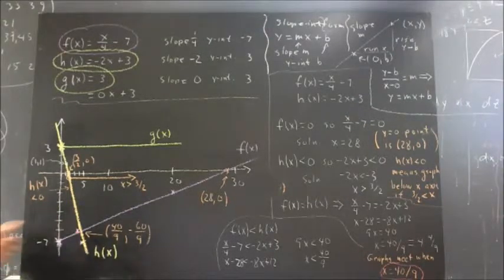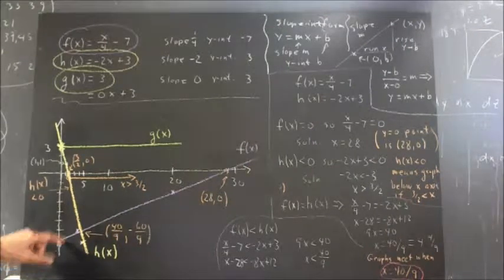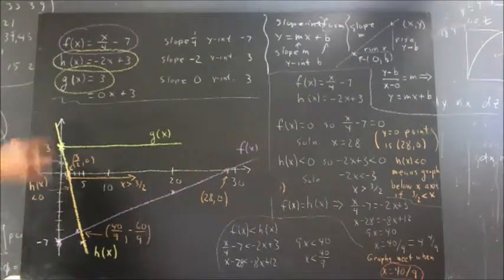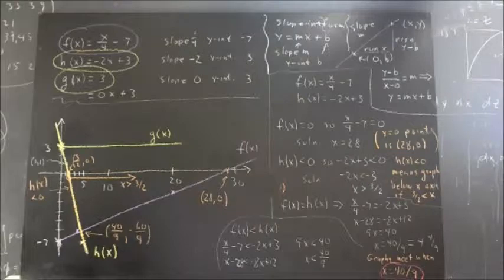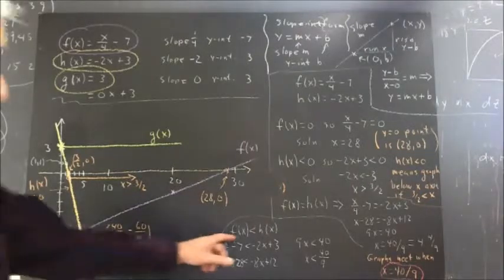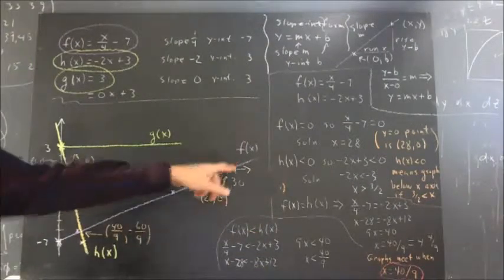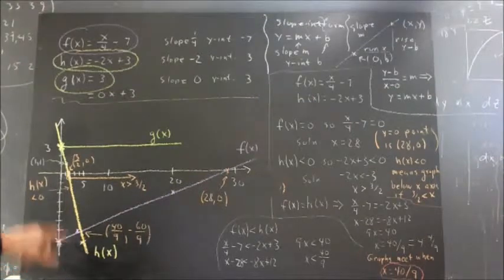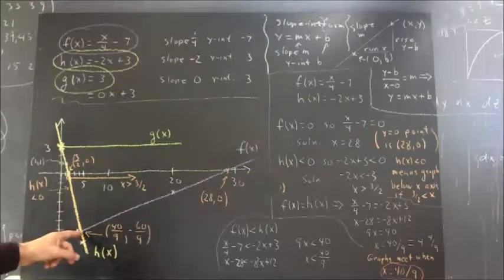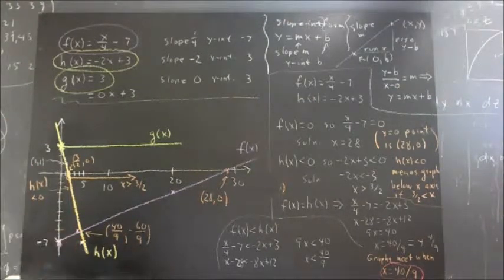From this point onward, forever to the left, the purple graph will be lower than the yellow graph, which kind of became the yellow and orange graph here, the h of x graph. So that f of x certainly is less than h of x. F of x, being the purple graph, is lower than the h of x graph, all the way from here back to forever.